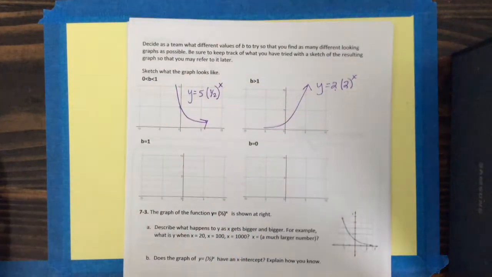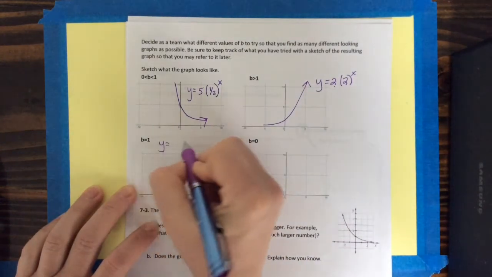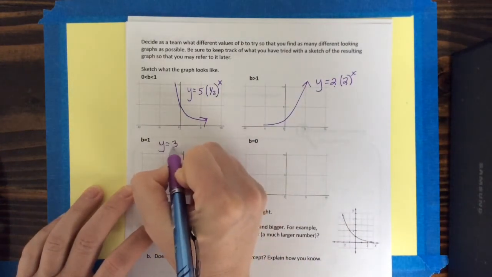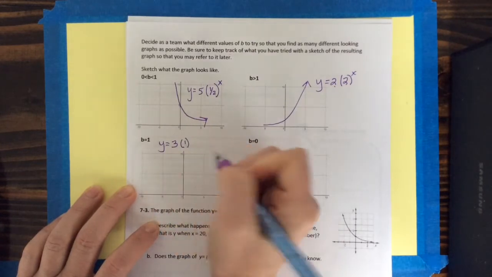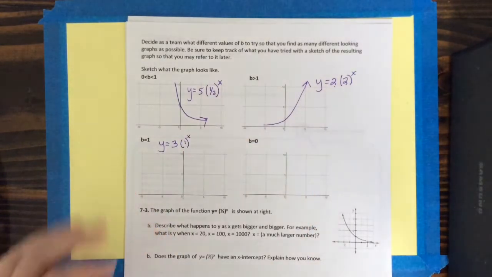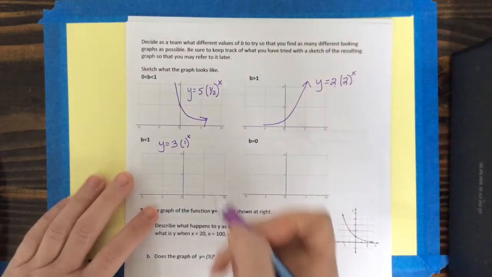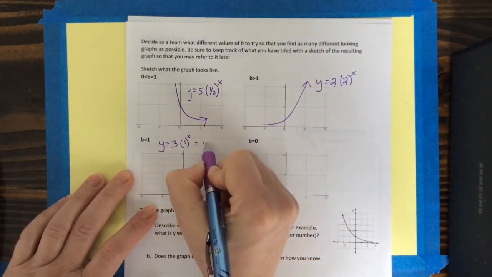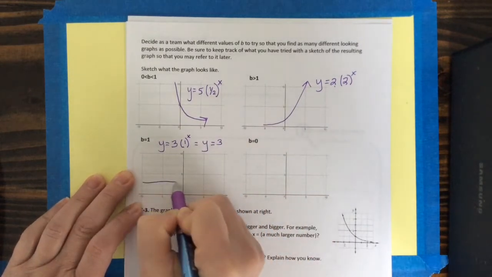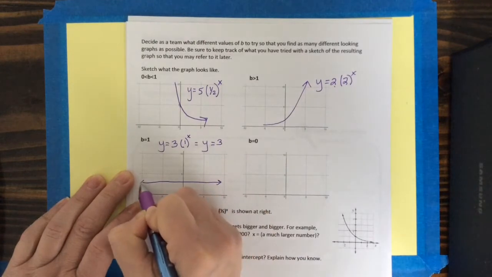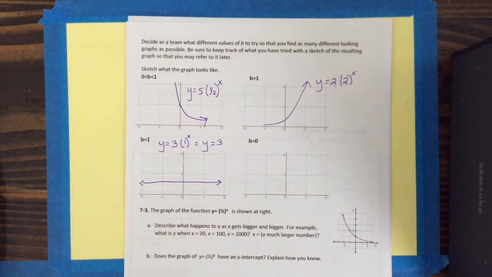Well, what if my b value is equal to 1? So let's say I started with 3, but my b value is 1 to the x power. Well, 1 to any power is still 1. So if I simplified this, it's really just y equals 3, and you get a flat line, or I should say a horizontal line going through the y value of 3.